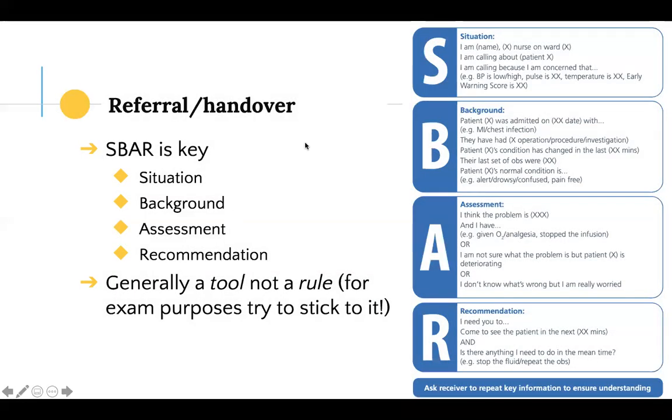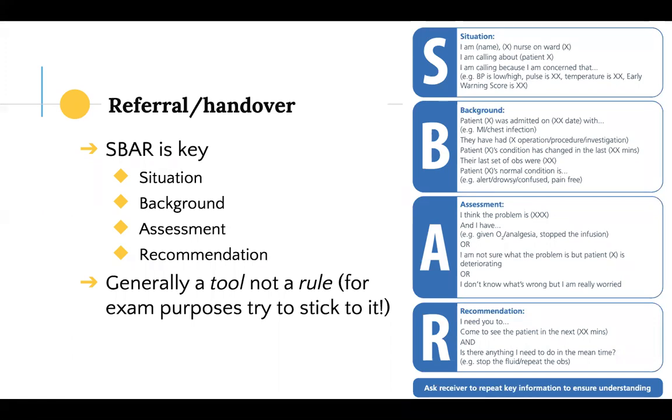So we're moving on to referral or handover. This is something I like to use, the SBAR technique. S stands for situation, B, background, A, assessment, and R is recommendation. In terms of situation, this is when you explain or describe your situation. So I am Yurisa, I'm the nurse on ward X.